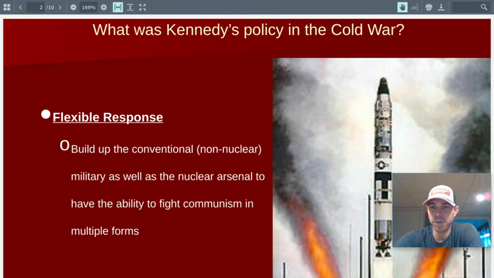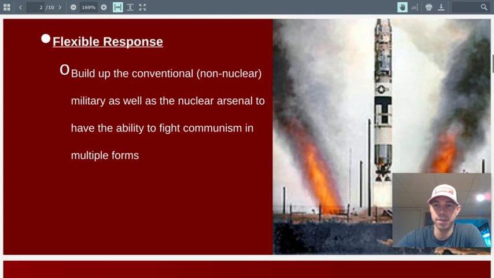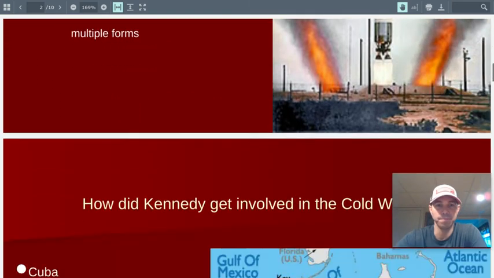Kennedy's plan going into the Cold War as he takes over in the early 1960s is this thing called flexible response. He still wants to fight communism using containment, keep it where it is, but he wants to have options, which will be important as we get into the Cuban Missile Crisis. So he wants to have a conventional military buildup, nuclear arsenal, and also be willing to use other alternatives to fight the spread of communism, including diplomacy and blockades that we'll see coming up. And so flexible response is kind of Kennedy's plan to deal with the Soviet Union and communism.